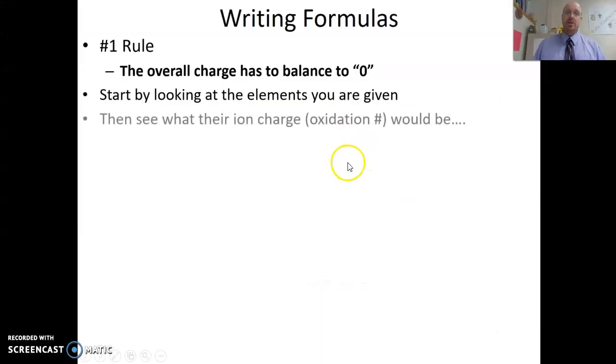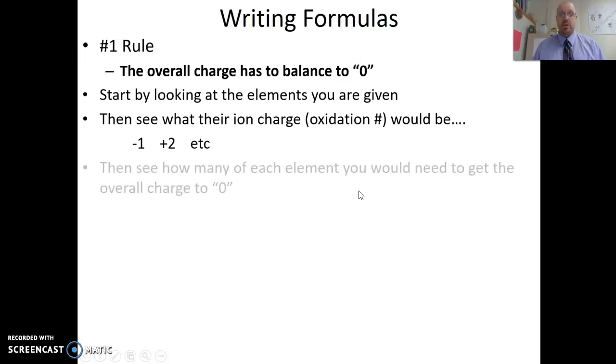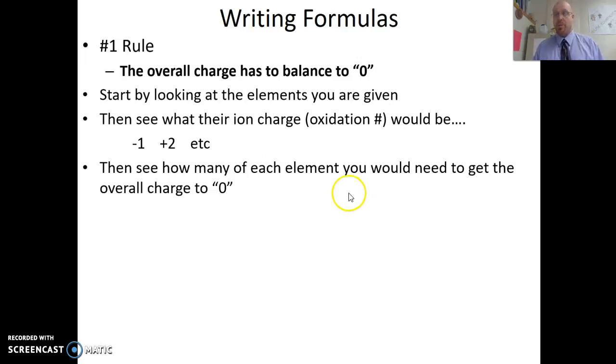So look at those elements and see what their ion charge is. We also call that an oxidation number. Remember, oxidation has to do with the loss or gain of electrons. That's shown there on the chart, whether it's -1 or +2, your cations and your anions. And now you have to combine the elements to get an overall charge of 0. Remember, ionic compounds have a neutral charge. There's no overall positive or negative when you have an ionic bond. So you have to make sure that you get the right amount.